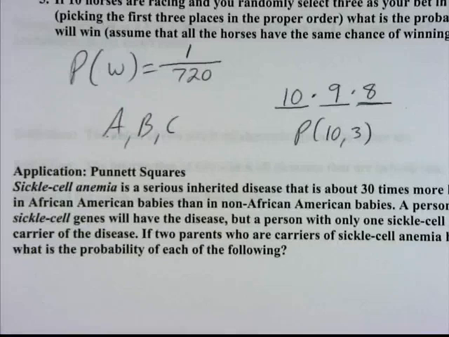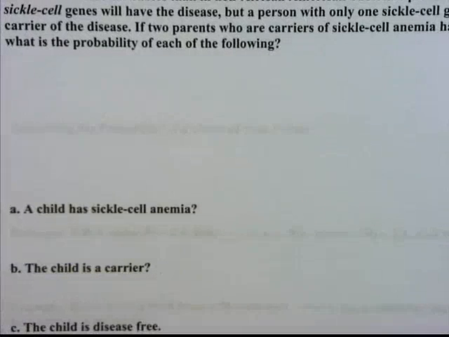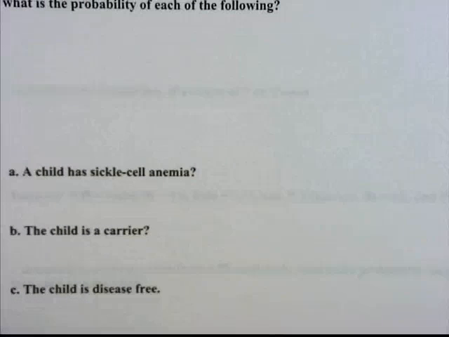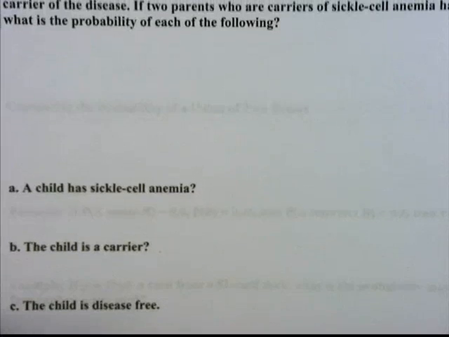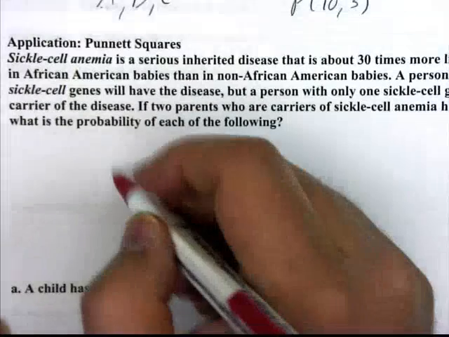If two parents who are carriers of sickle cell anemia have a child, what's the probability of each of the following? What's the probability that the child will have sickle cell anemia? What's the probability that the child will be a carrier? And what's the probability that the child will be disease-free? And in order to find those, what we need to do is come up with a Punnett square.